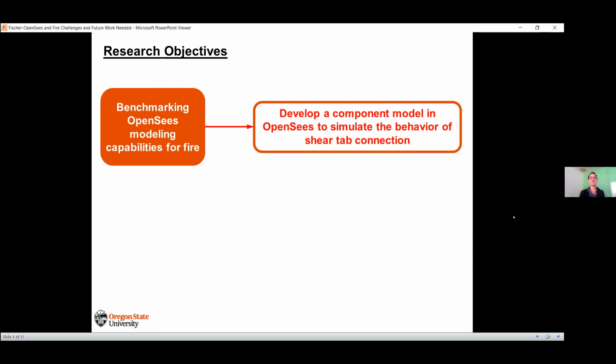All of our previous benchmark examples idealize our connections as pinned. What we've been doing over the last year is developing a component model that we can integrate into OpenSees that actually does consider all the failure mechanisms of gravity connections during a fire. So that's what I'm going to talk about today.